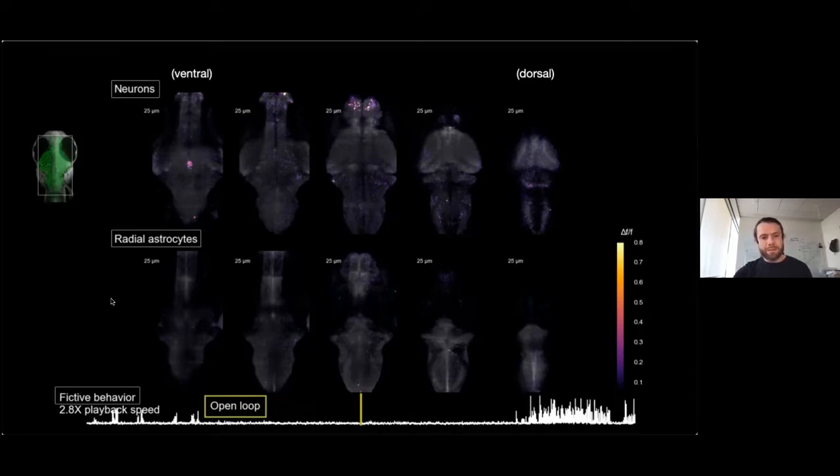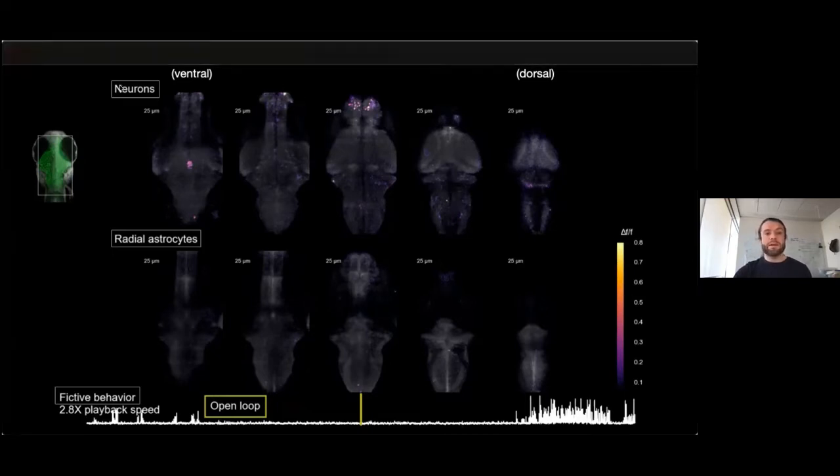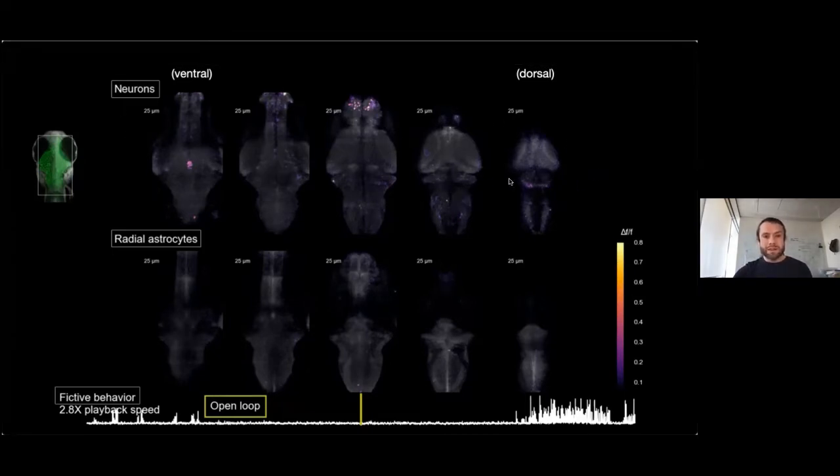This is sped up by a factor of 2.8. Now you see neuronal signals at the top and radial astrocyte signals here. At the bottom, the radial astrocytes are a type of glial cell in the zebrafish brain that used to be typically interpreted as helper cells to keep neurons healthy, to look after tissue homeostasis and energy delivery and so on.